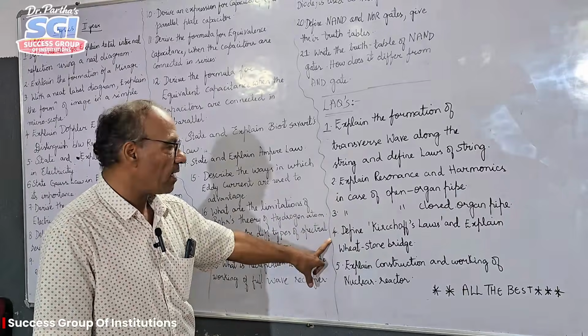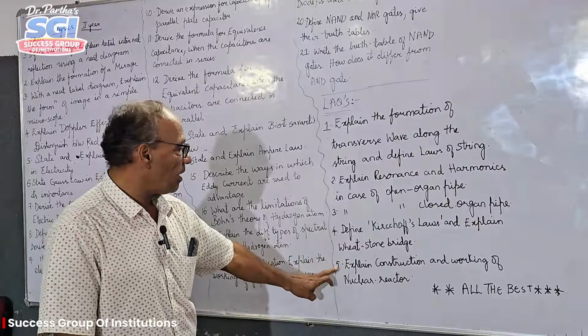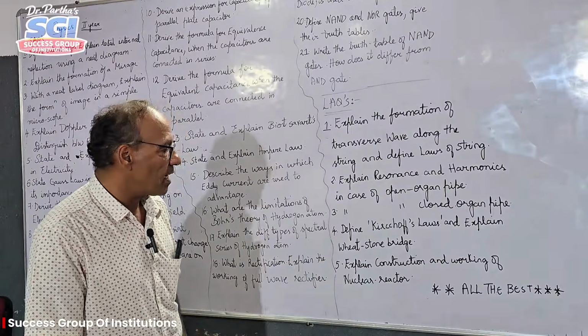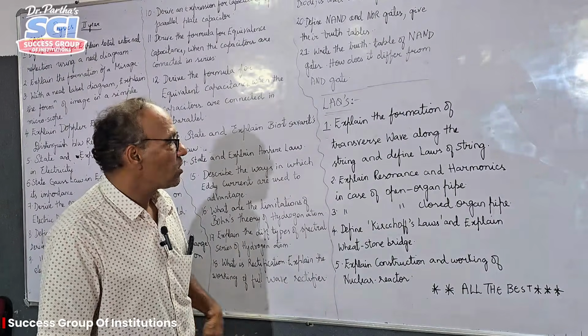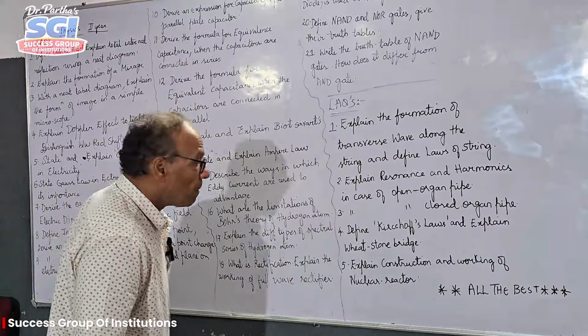The fourth question is define Kirchhoff's laws and explain the Wheatstone bridge concept. Next, the final question is explain the construction and working of a nuclear reactor. So from these 5 questions, you will be able to do 2 questions perfectly.